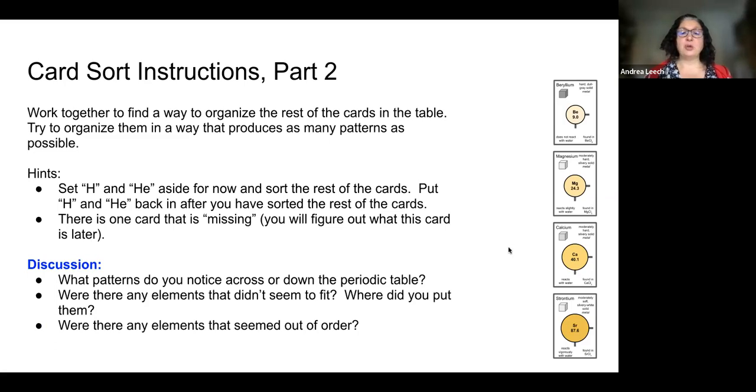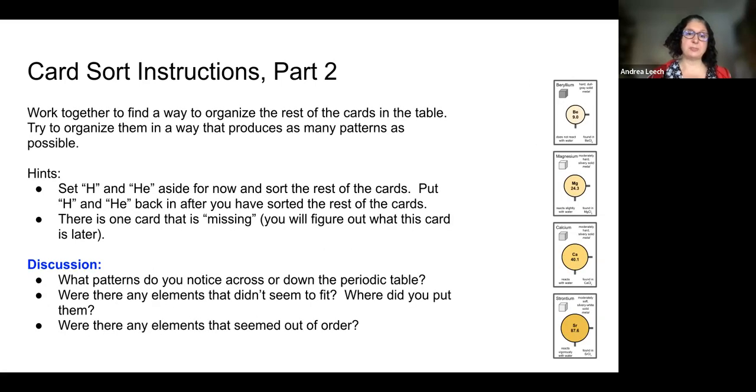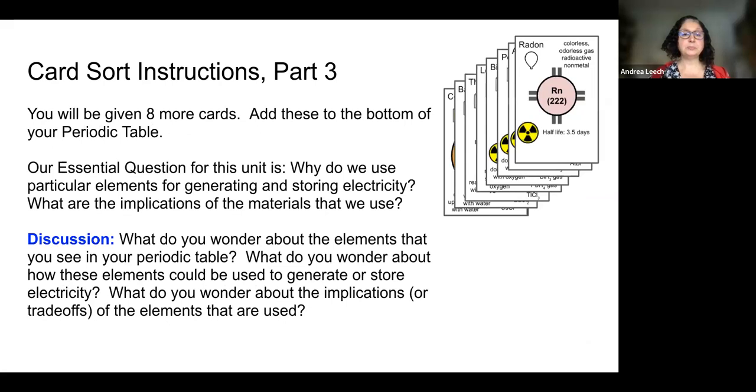Then we find a way to do the rest of the cards in the table by grouping them into groups, then organizing those groups and adding the cards to the bottom of the table. That's how I usually do it. So in this part 2, they're going to make 8 groups and then figure out how to put those groups from 1 to 8 and how to organize within each group. That usually gets folks to the periodic table with the missing cards. We've added these 8 cards, some of which are radioactive, and they can talk about how those may or may not relate to generating electricity. That'll bring up more questions.